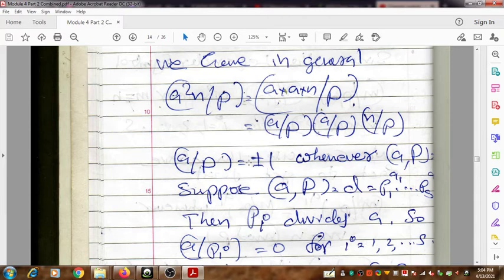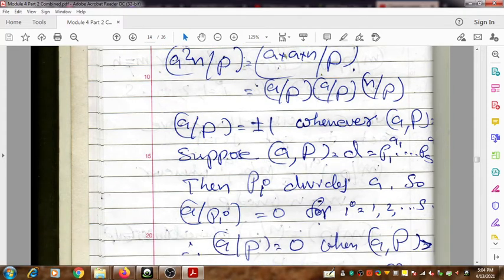So this is true whenever the GCD of a and p is equal to 1. We know that (a/p) equals plus or minus 1 whenever the GCD of a and p is equal to 1. If it is greater than 1, then we have this value equal to 0.